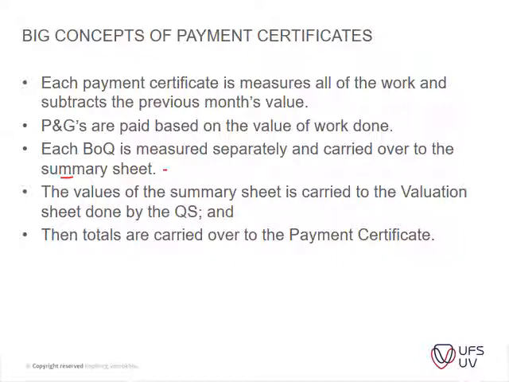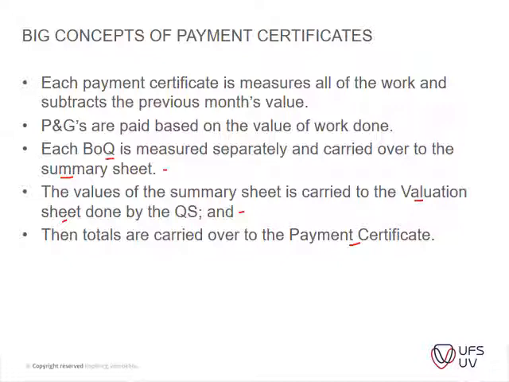So the first step is to measure the BOQ, the bill items. It's usually given in percentages, and then the value of the summary sheet is carried over to the valuation sheet, which is done by the QS. We're not going to focus on this basically because this is a repetition of the actual payment certificate. You will most probably be in the position of the principal agent on the project, so you will sign off the payment certificates. So this is what we're going to focus on.